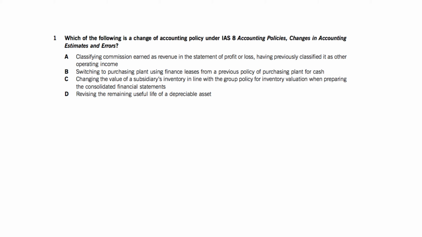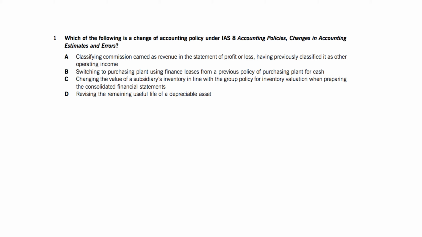Okay, so remember, a change in accounting policy will be a change in the recognition, measurement, or presentation of something. If it's not that, well then it's a change in estimate. So let's go through these and see which is a change in accounting policies.